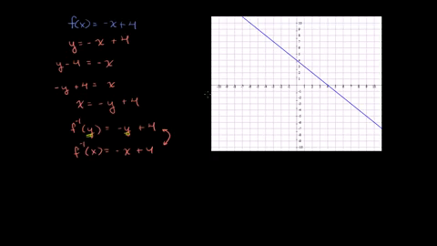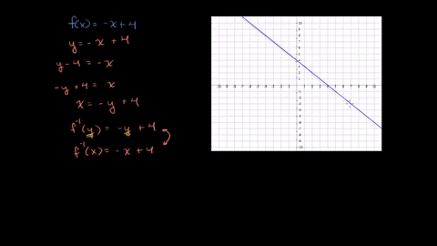It's negative x plus 4. It's the exact same function. So let's see. If the y-intercept is 4, it's going to be the exact same thing. The function is its own inverse. So if we were to graph it, we would put it right on top of this.